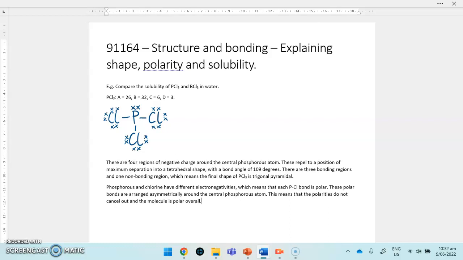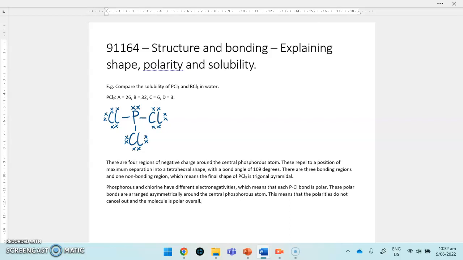Okay, so we talk about the polarity of the individual bonds, and in this case, those polarities don't cancel out because the molecule is not symmetrical. Trigonal pyramidal is not a symmetrical shape. So then the polarities do not cancel out, which means the overall molecule is polar.